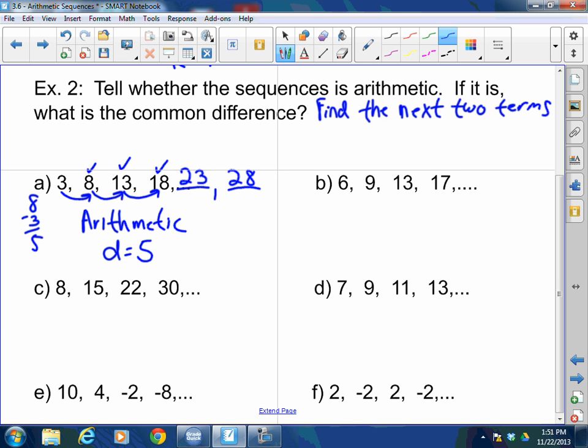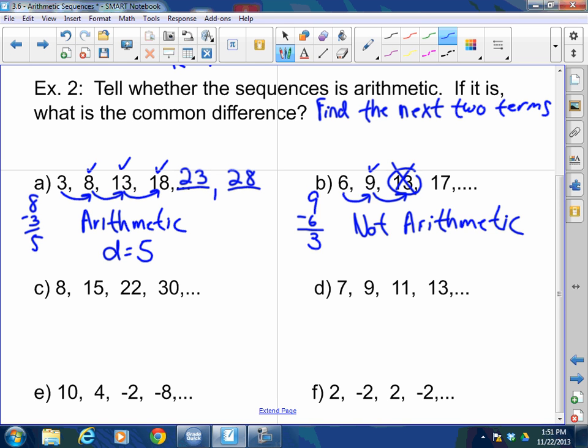Okay, next. What's my common difference, or my potential common difference? That's right, 9 minus 6, which is 3. Does it work? 6 plus 3 is 9, but what's 9 plus 3? 12, not 13, so no, this is not arithmetic. Very good, gentlemen.